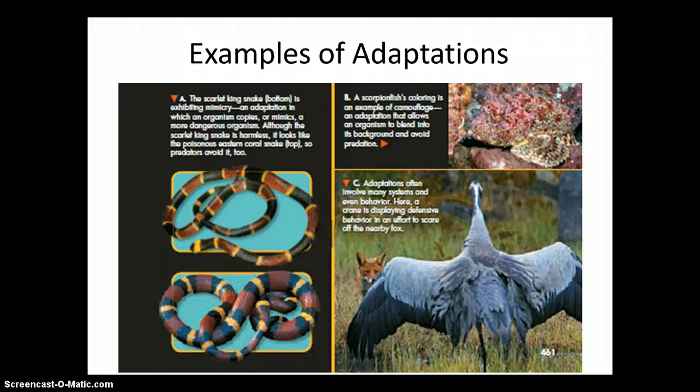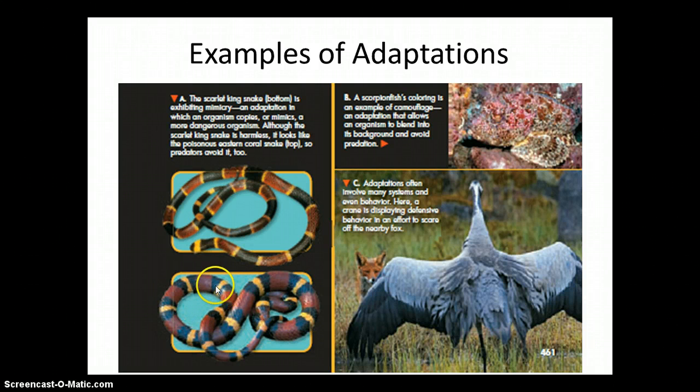So some other examples of adaptations. There's three other examples of adaptations. The first one is mimicry. So these are two different species of snakes, and one of them is poisonous and the other one is not. So this one is poisonous.